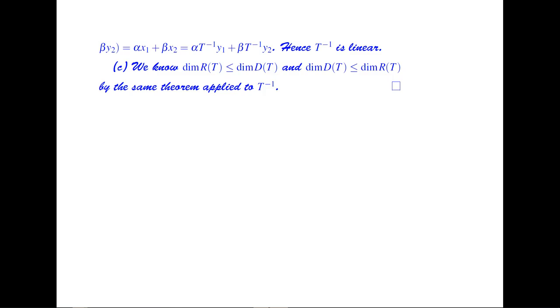We already proved that the dimension of the range space of T is less than or equal to the dimension of the domain space of T, and the dimension of the domain space of T is less than or equal to the dimension of the range space of T. So by the same theorem we can apply it to T inverse and we get this part.